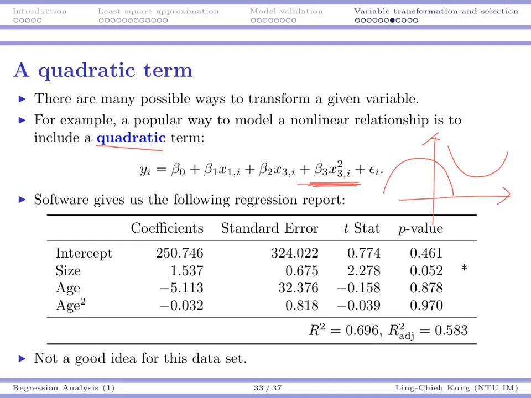So we can see that, well, indeed R squared is good because we have more variables, but adjusted R squared is actually worse. Plus, variables are not significant. We have no evidence that age and age square have impact on the house price. Okay, so given that, this is not a good idea for that particular data set.